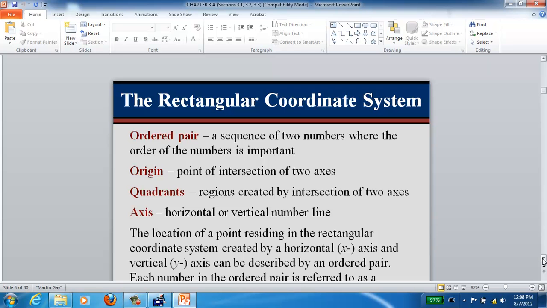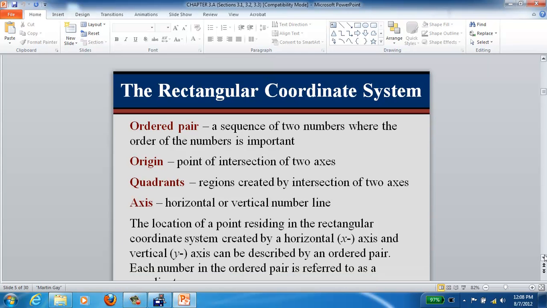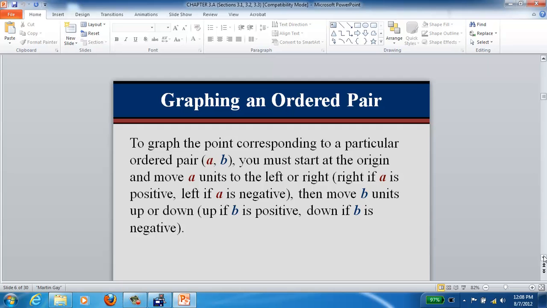The rectangular coordinate system consists of your ordered pairs, the origin, quadrants, and axes. To graph an ordered pair (a, b), you must start at the origin and move a units to the left or right: right if a is positive, left if a is negative. Then move b units up or down: if b is positive, you move up; if b is negative, you move down.